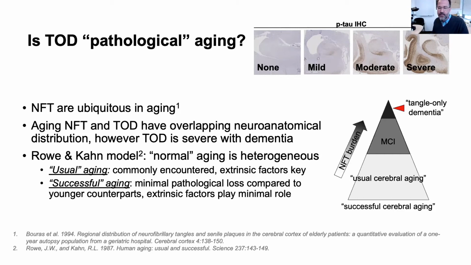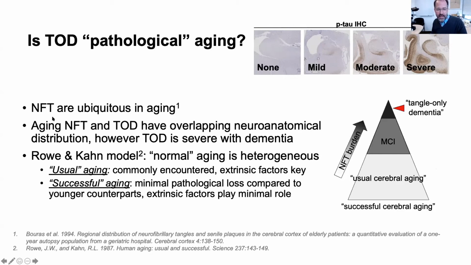So I really was intrigued by this model, and I was wondering if we can implement it in our study. So we started to think about tangle-only dementia as just the tip of the iceberg, and then tangle-only mild cognitive impairment and tangle-only normal memory. And instead of looking at the Braak hierarchical progression, because in these patients the tangles don't spread from the medial temporal lobe, we had to use different measures of tau burden.